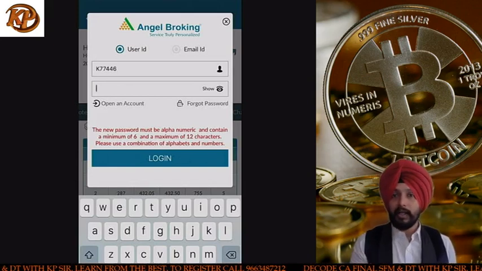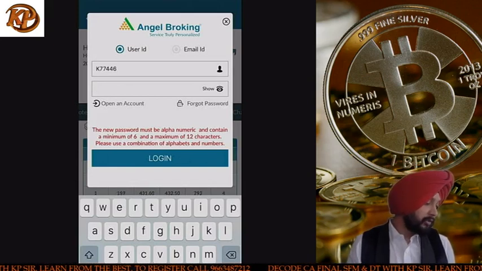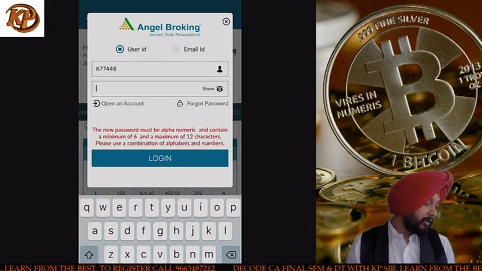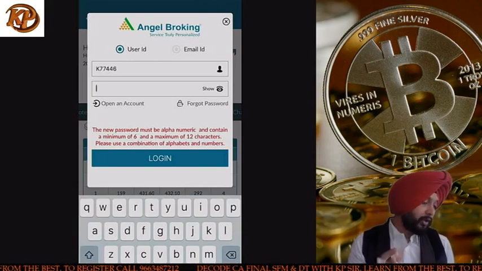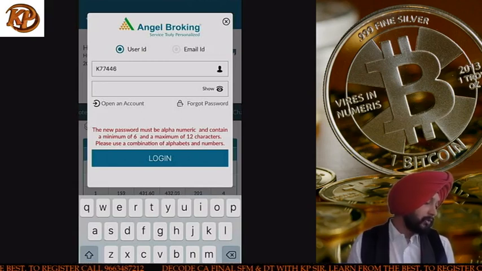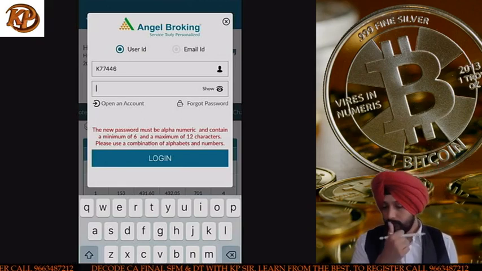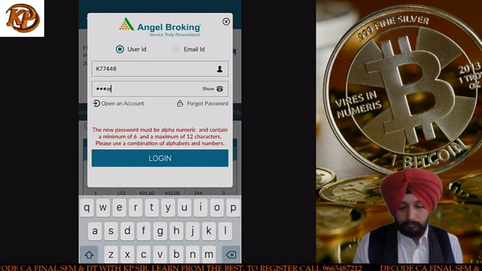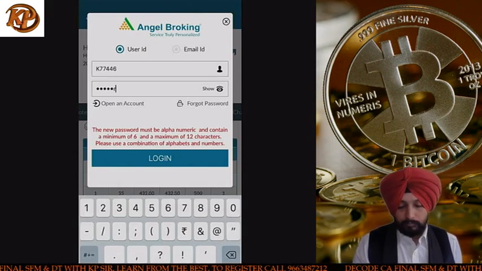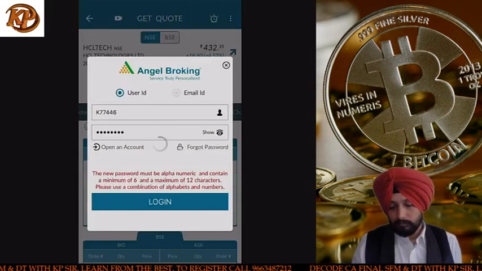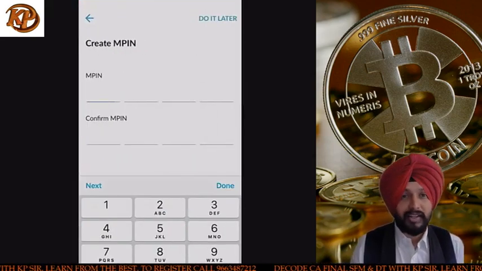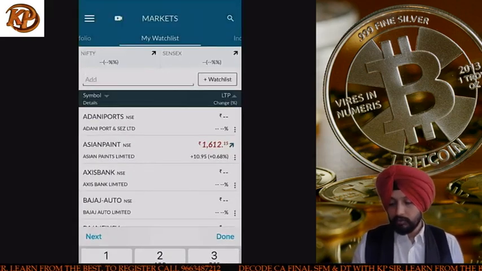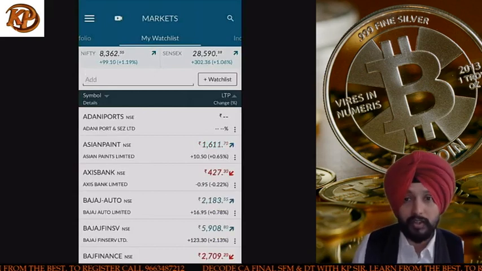Actually, I do trading through my mobile phone, and we don't have to log in every day. If you stay logged in, then you will be logged in all the time. Okay, try one last combination. Okay, it happened, I think. Guys, so sorry for the inconvenience.